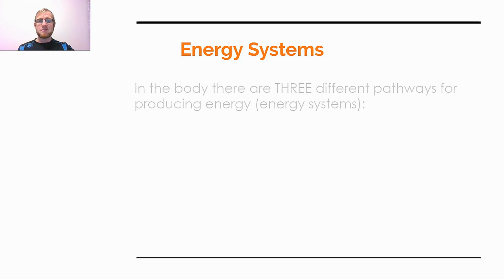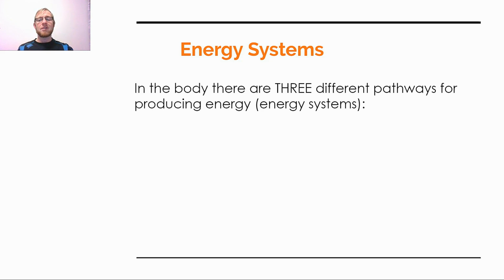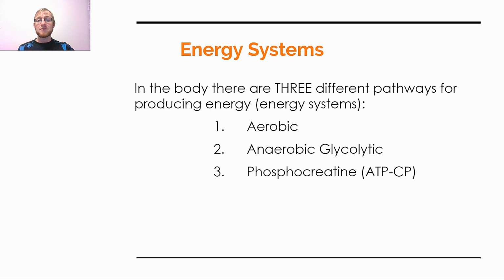So, the energy systems. In the body there are three main different pathways for producing energy. These are called energy systems. The first one is the aerobic energy system. The second is the anaerobic glycolytic system. And lastly, the phosphocreatine or ATP-CP system.